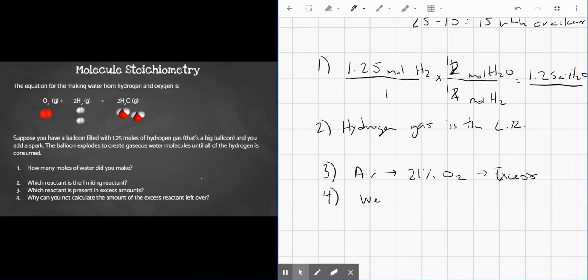Okay, we don't know the beginning, which is also called the initial, or the ending concentration or amount of O2. Therefore, we can't find how much was used up.